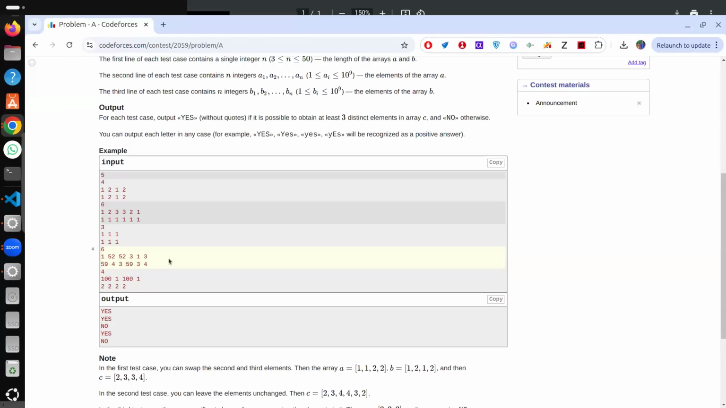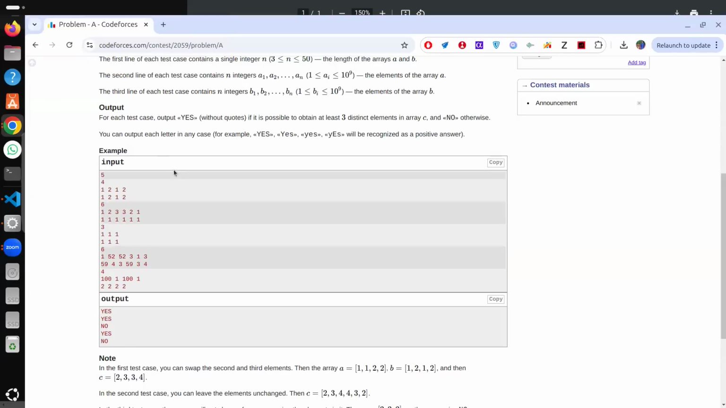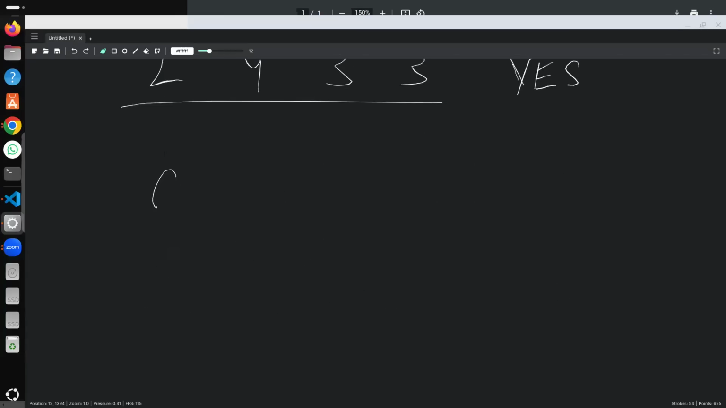So in this case, what we can actually do is look at more samples. Okay, this is one case where both the arrays have only one element. Let's say A has just 1, 1, and 1, and B has 2, 2, and 2. So in this case, it is not possible.